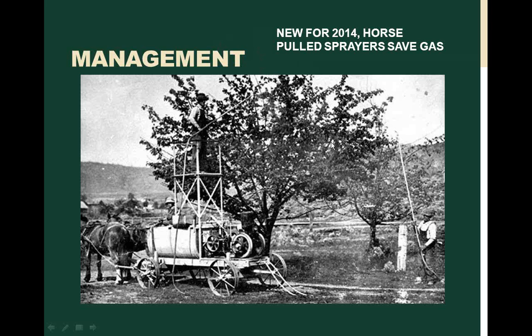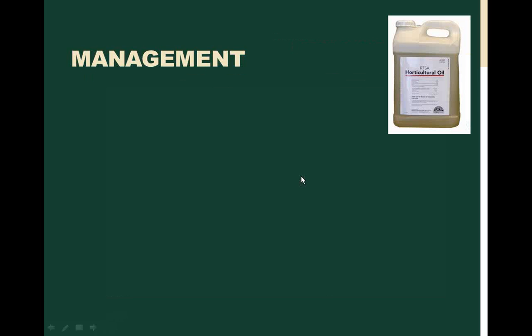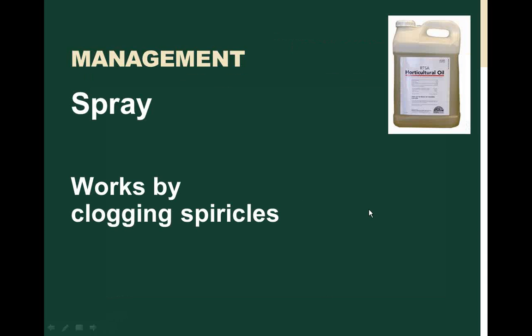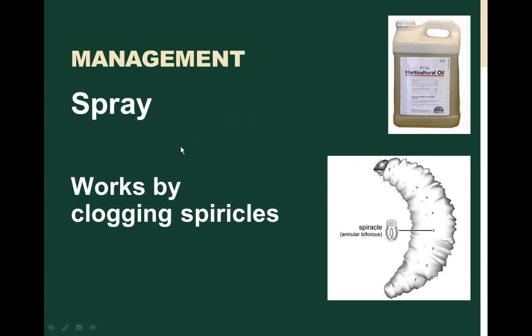They actually had horse-drawn sprayers, and the guys got up on that tower and they sprayed. Who knows what they were using at this point in time, but oil has been used for example, over 100 years. So what you want to do is spray your plants and make sure you get really good coverage. And the way oil works, it's not an insecticide per se.